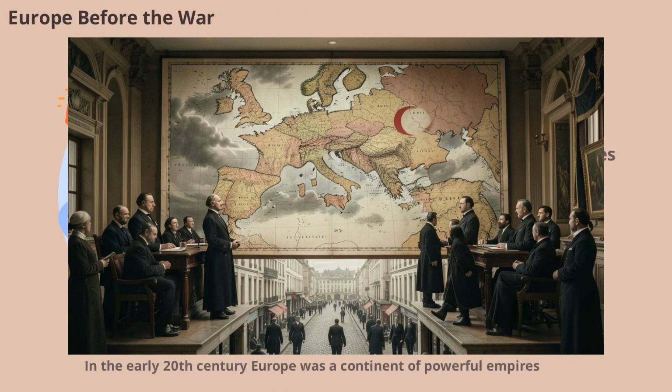In the early 20th century, Europe was a continent of powerful empires. The British, French, Russian, Austro-Hungarian, and Ottoman monarchs ruled vast territories, and the balance of power was maintained through alliances and diplomacy. Nationalism simmered beneath the surface, but most people couldn't imagine the world changing so dramatically. The assassination of Archduke Franz Ferdinand in 1914, however, set off a chain reaction that would unravel this old order.